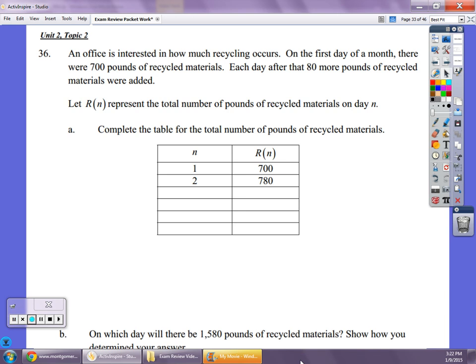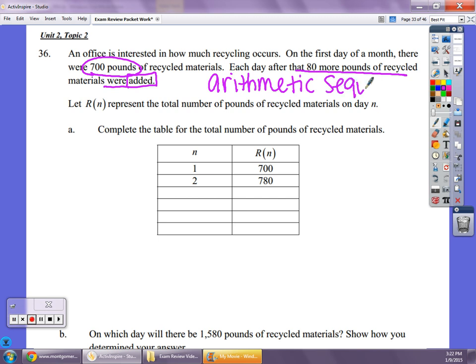Okay, so what we need to figure out here is, are we dealing with an arithmetic or geometric sequence? So we're looking for either a constant difference or a constant ratio. So I'm going to go back and read that again. On the first day of the month, there were 700 pounds. Each day after that, 80 more pounds were added. Well, there's a key word right there. We're adding, so this is going to represent an arithmetic sequence or a linear function.